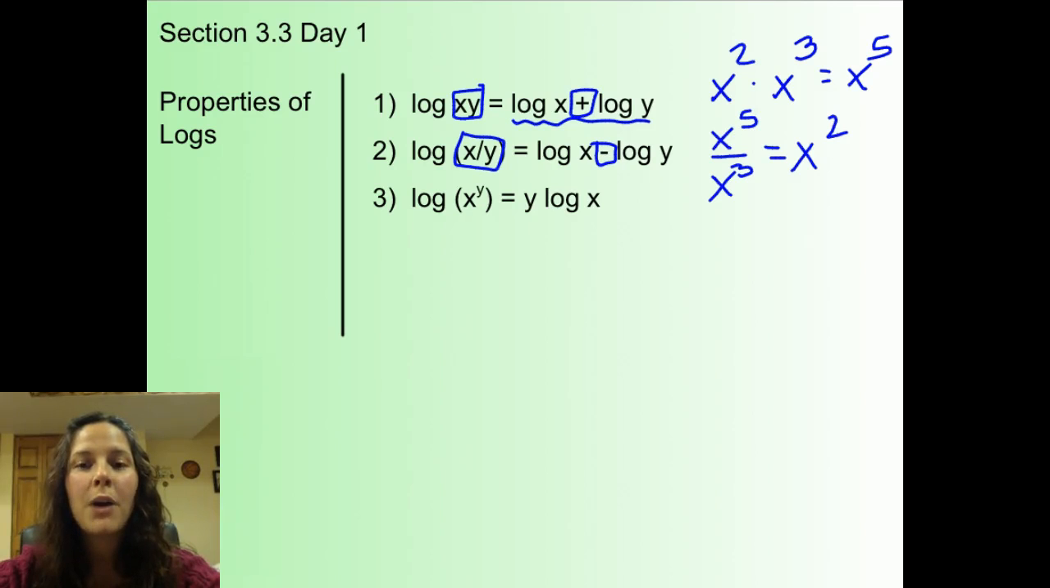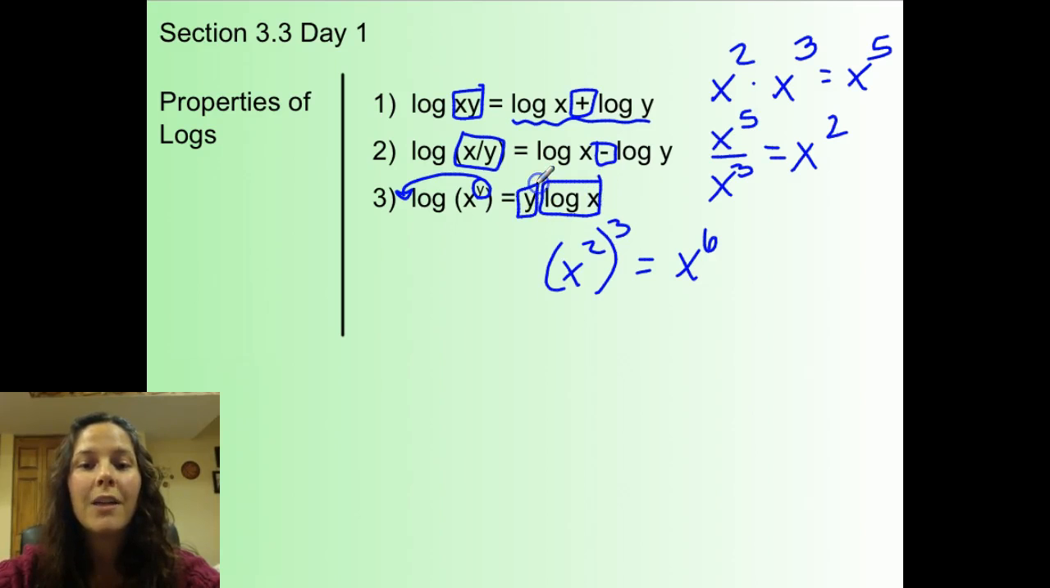The last one is the power rule. And what that does is it takes the power and it multiplies it by the log. It becomes a coefficient. So this is related to our power rule of exponents. If we have x squared cubed, we multiply the powers together, x to the sixth. So remember, the answer of a log is an exponent. So this is an exponent, and we multiplied it by an exponent. So all of these rules make sense if we remember our properties of exponents. They just work a little bit differently.